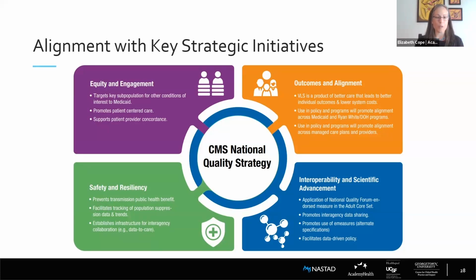So I walk through this to show that not only are we doing a lot to improve the lives of people with HIV with this measure, and to advance the national strategies that we have for HIV, this measure is intimately aligned with our most closely held goals for improving the quality of our healthcare delivery system as a whole in this nation. Next slide.